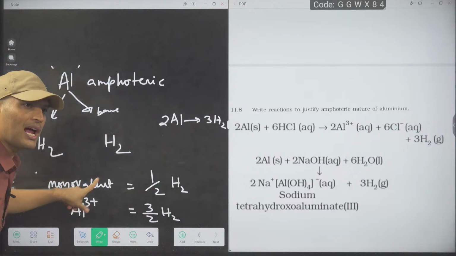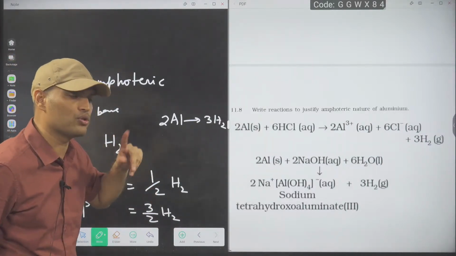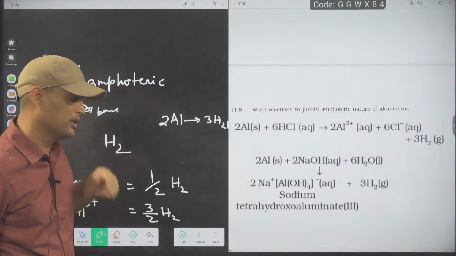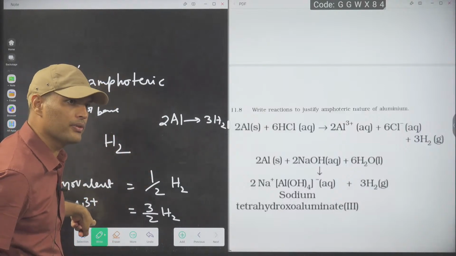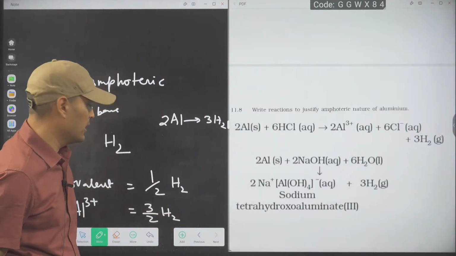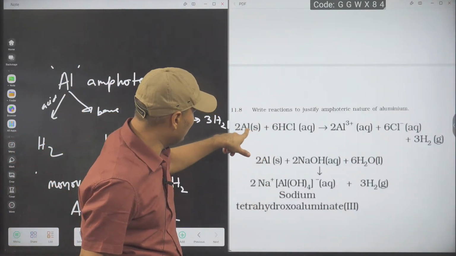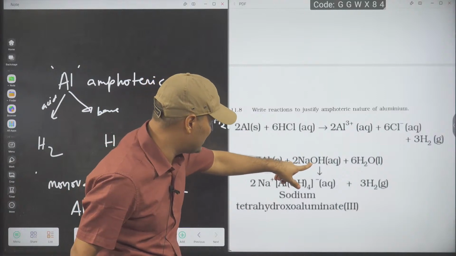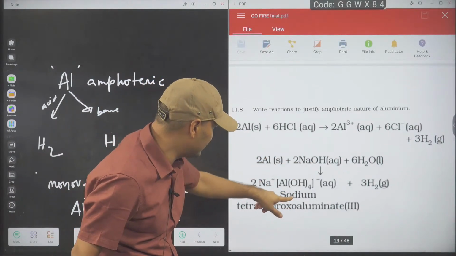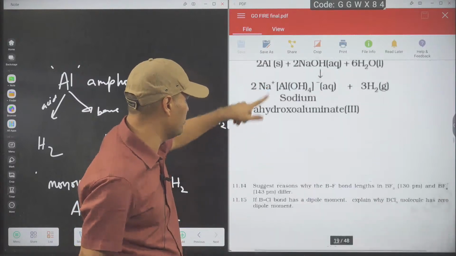One positive charge, half H2, like sodium. Sodium displaces half H2. One sodium, half H2. Aluminium is 3+, so 3 times half H2, 3/2 H2. Here 2 Al are used. Now you should know this compound. They will ask you that aluminium in basic medium gives tetrahydroxoaluminate.